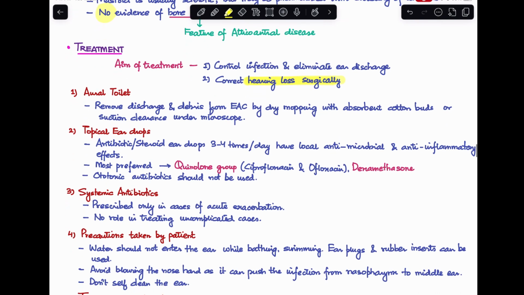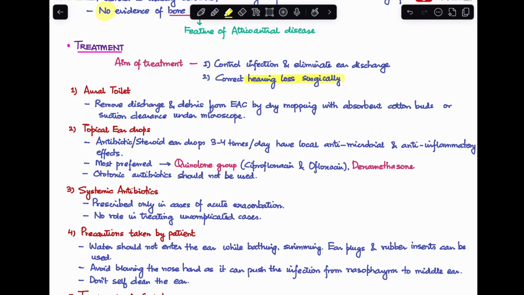So first, you'll have to do aural toileting, where we remove all the discharge and debris from the external auditory canal. You can do it by either dry mopping with a sterile cotton swab, or you can do a suction clearance under the microscope. So that will clear off all the discharge and debris.